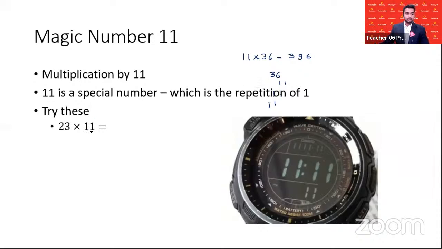What is 23 times 11? So the rule is same. You separate 2 and 3 by one place and put the number, which is the sum, in the middle, 253. What about 45 times 11? You place 4 and 5 at the end. In the middle, you put 9.